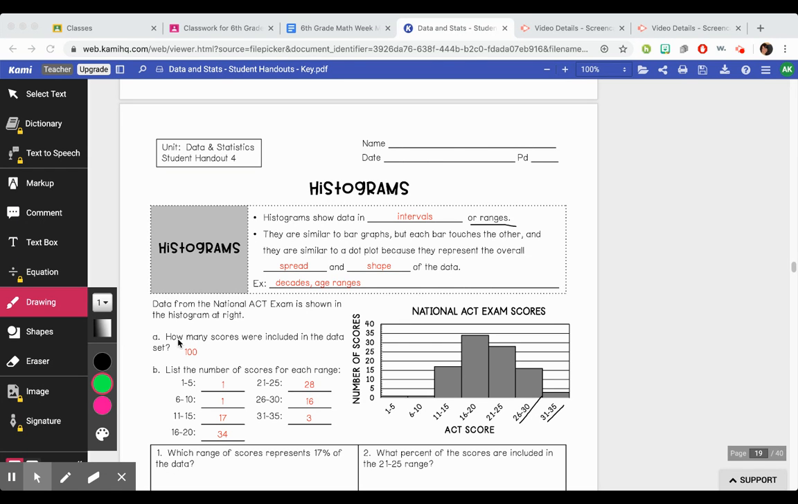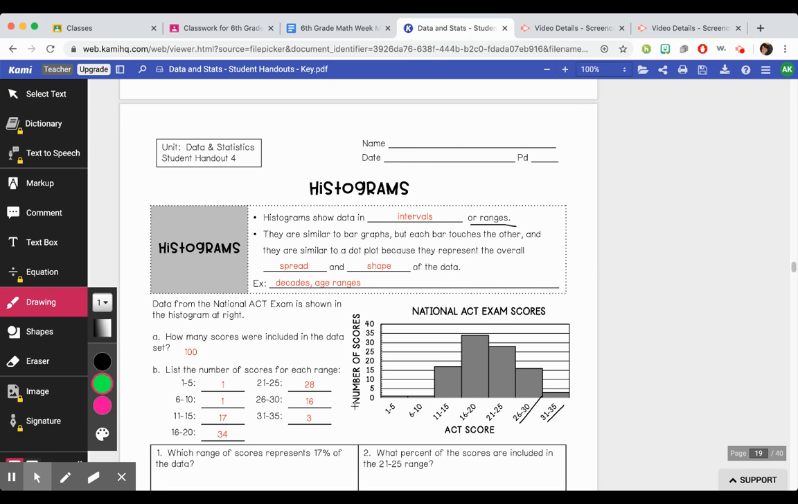And the first question says, how many scores were included in the data? Well, to get that, you really are going to have to add up all these ranges. And if you add them all up, it equals 100. But how did he get these numbers? Well, let's take a look at this. List the number of scores for each range.